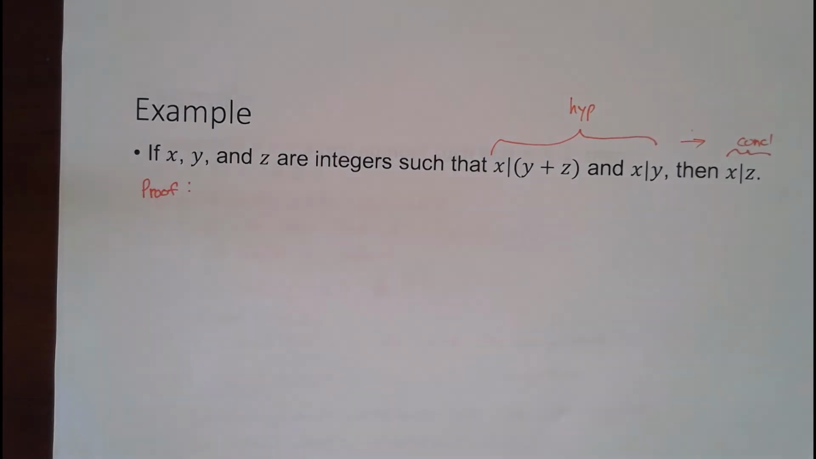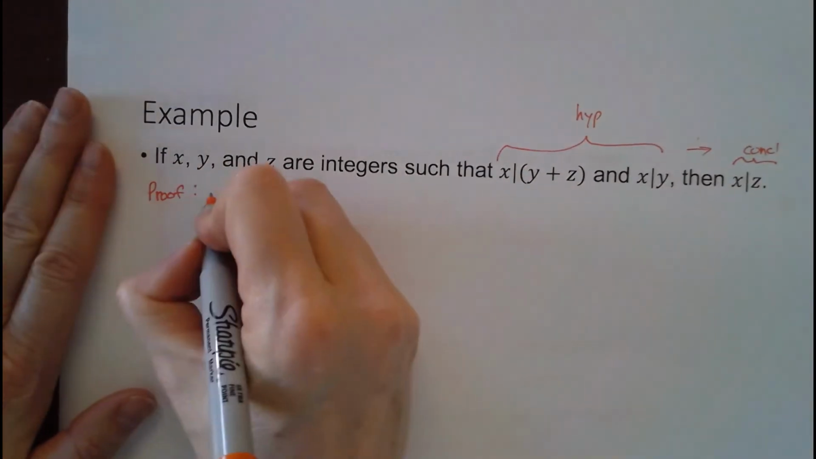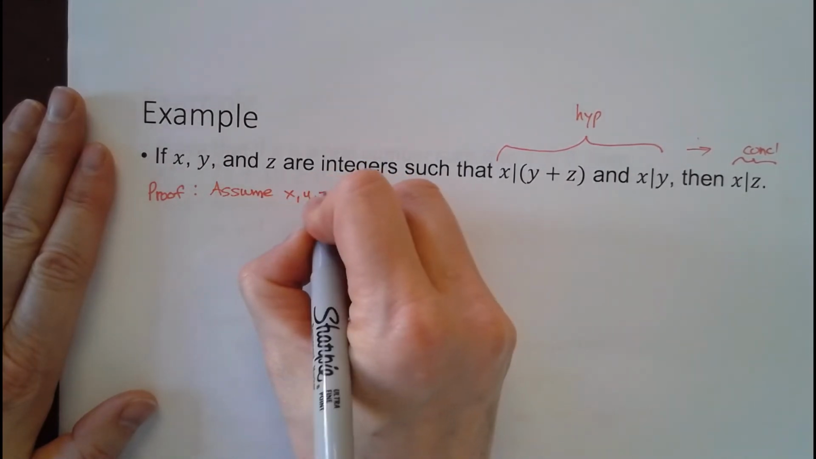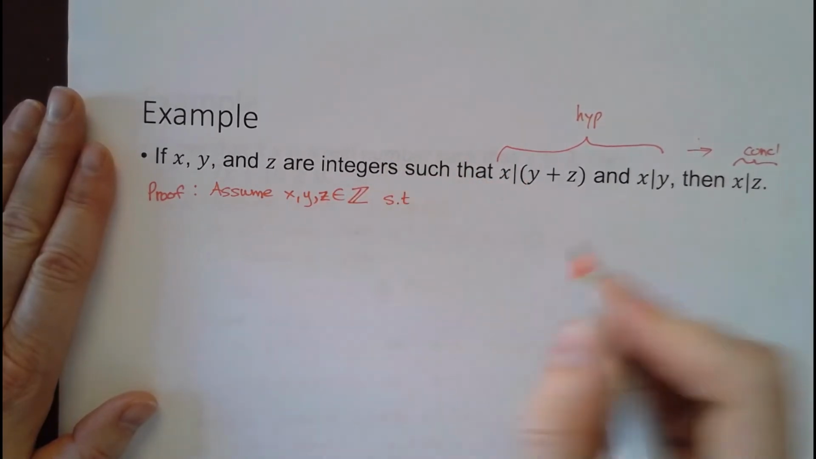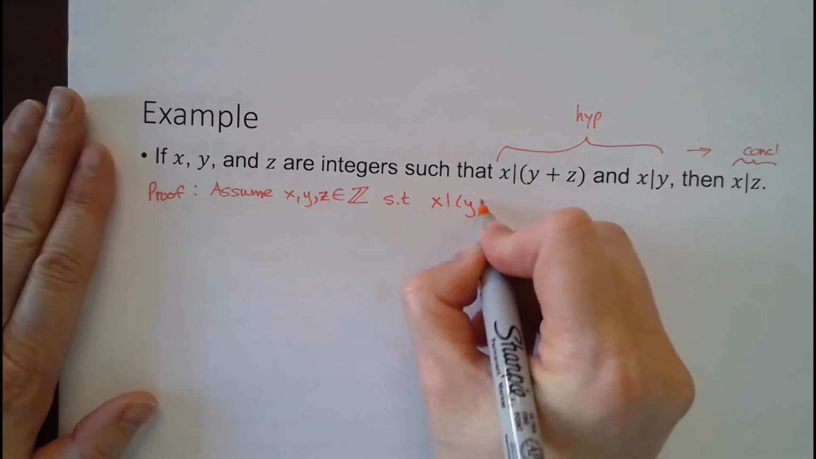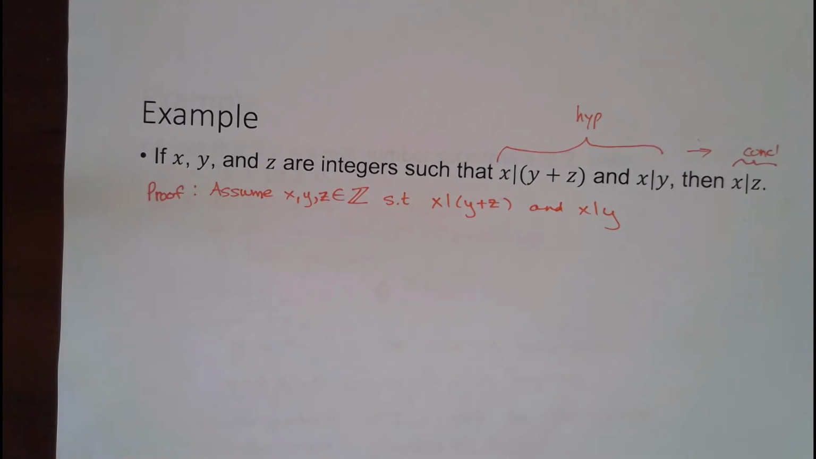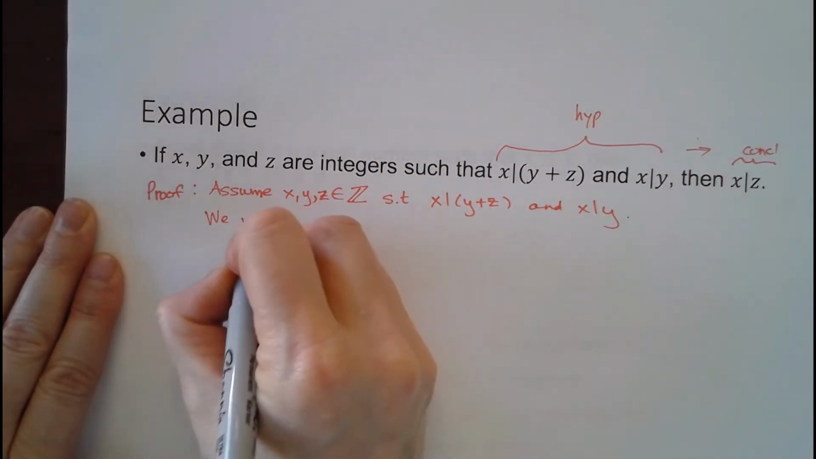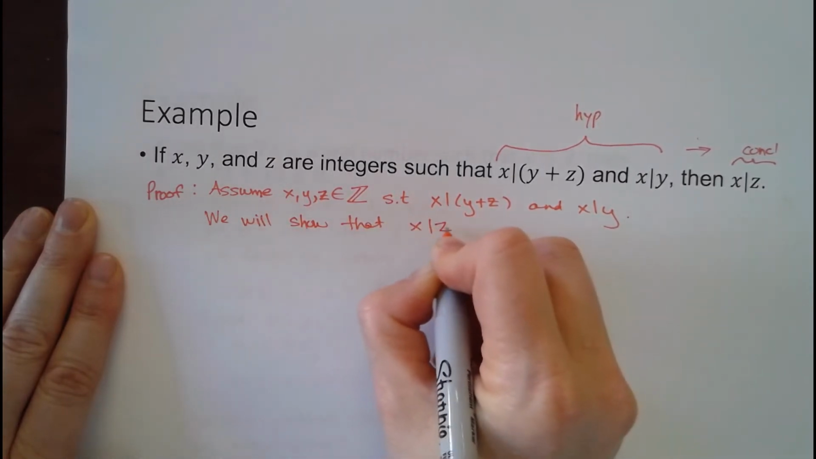So sometimes even if you just have that in your mind, all right, well, this is the stuff I'm going to have to assume at the beginning. Right? All right, so we start there. So assume x, y, and z are integers, such that x divides y plus z and x divides y. All right. We will show that x divides z.